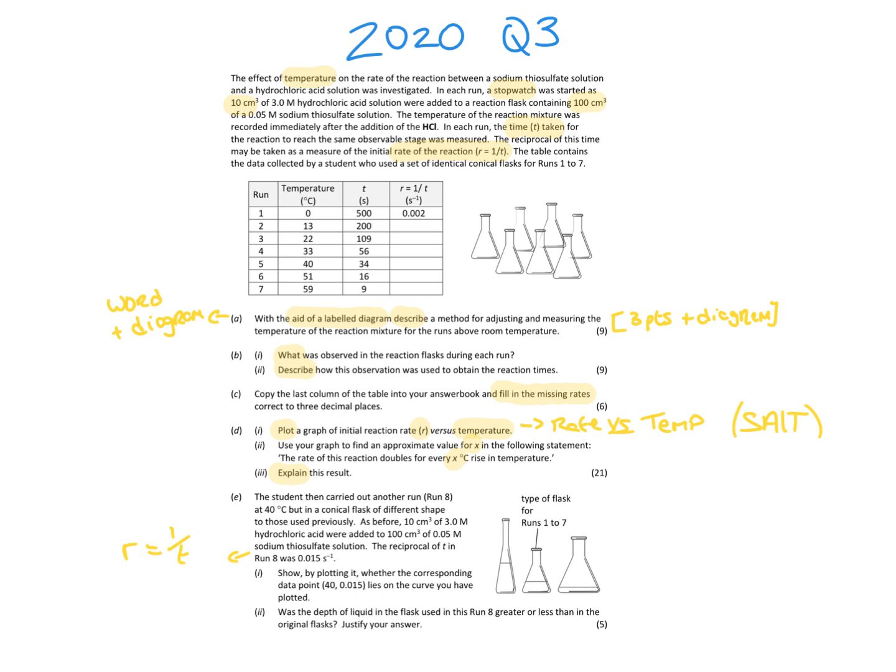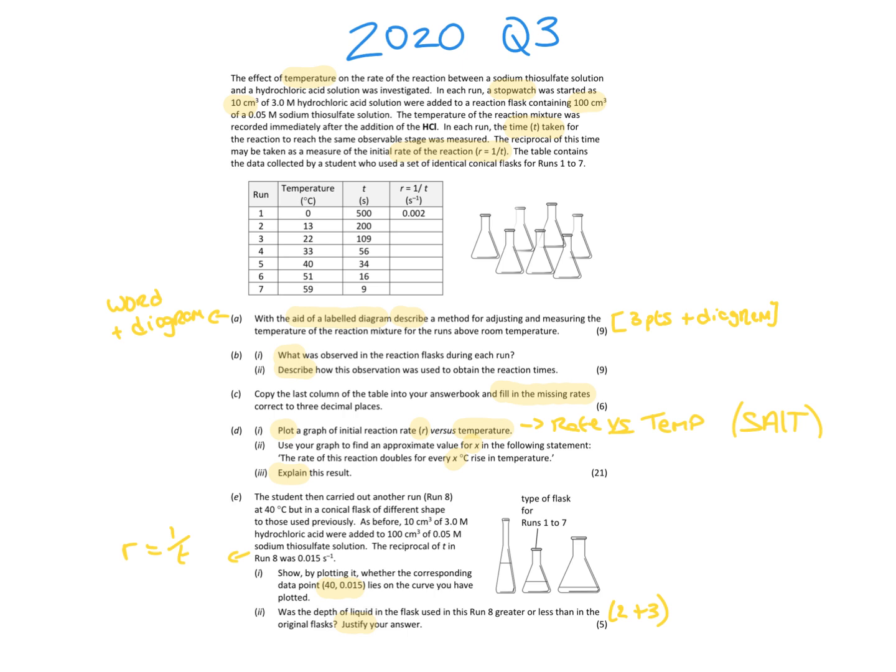So what you're going to do is plot the point 40, 0.015 on the graph that you drew in part D. And then for part 2, you're asked was the depth of the liquid in the flask used in run 8 greater or less than the original flasks, and explain your answer. Justify means to explain your answer. So that's worth 5 marks. So I would probably say that if they were to split that up, that would be a 2 for plotting and a 3 for an explanation. Okay, so that's the question broken down for you.